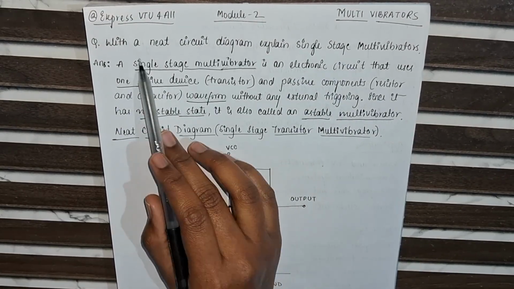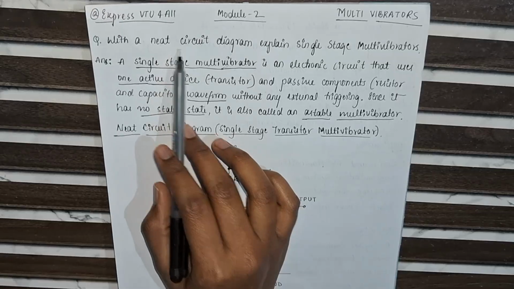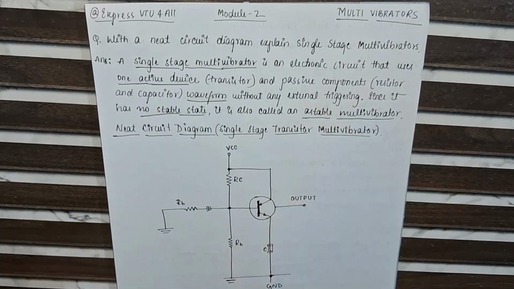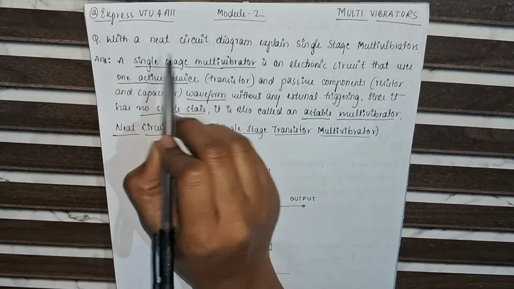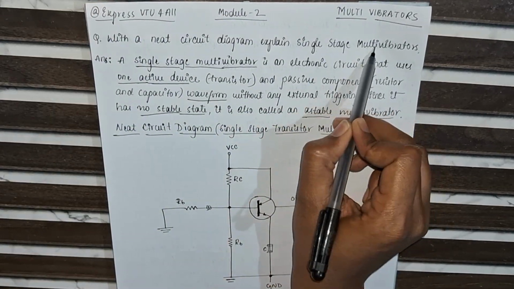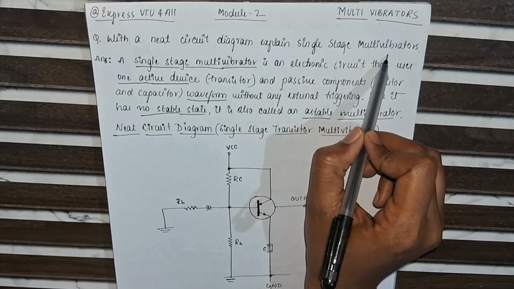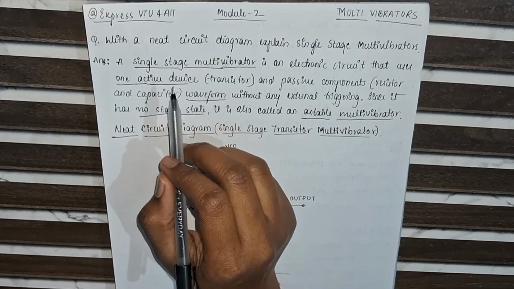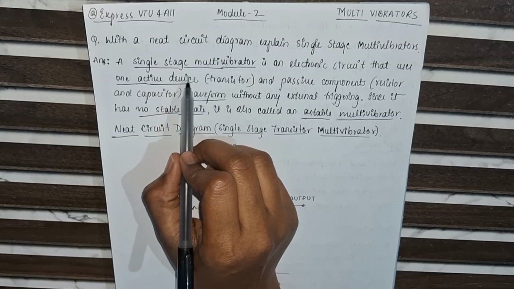We will understand this most important question from module 2 on the topic of multivibrators. The question is, with a neat circuit diagram, explain single stage multivibrator. So we will understand this single stage multivibrator with the circuit diagram. So what is a single stage multivibrator?